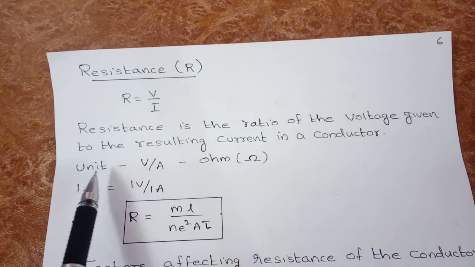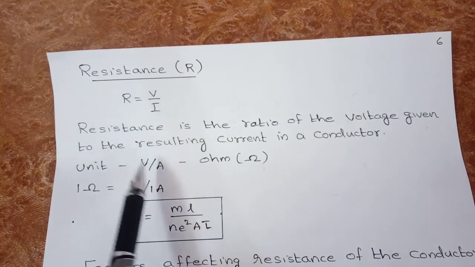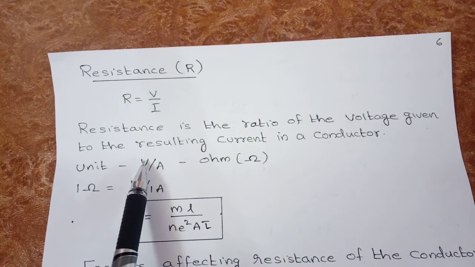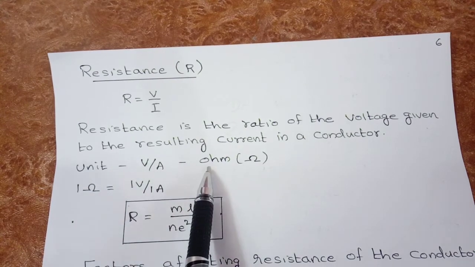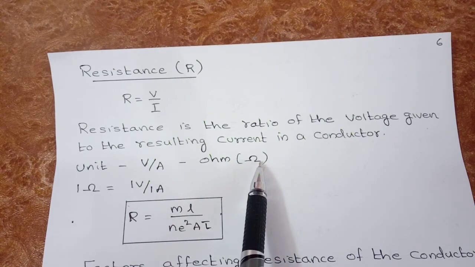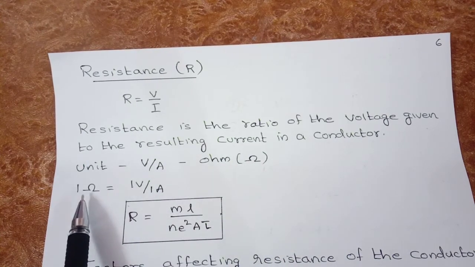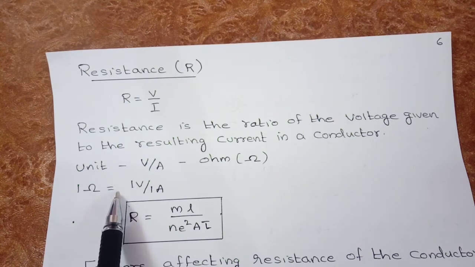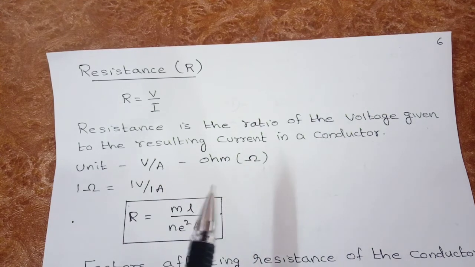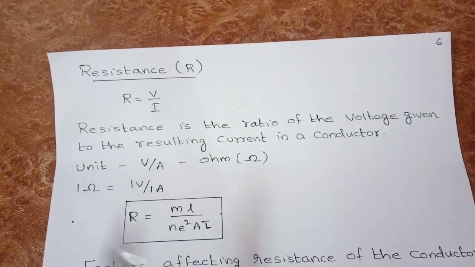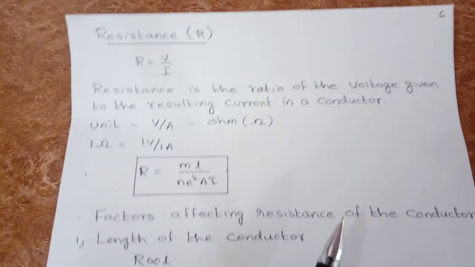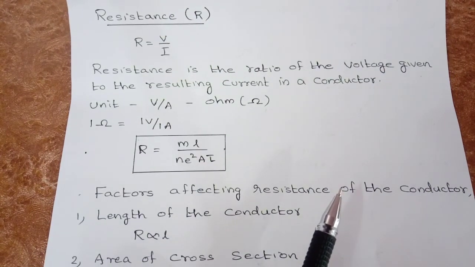From this equation, what will be the unit? V is measured in volt, I is measured in ampere. Therefore, the unit of resistance will be volt divided by ampere, and that is also termed ohm, denoted by this particular symbol. Now the next question arises, what is 1 ohm? 1 ohm is nothing but 1 volt divided by 1 ampere. If a 1 volt potential difference across the ends of a conductor produces 1 ampere current, then the resistance of that conductor is said to be 1 ohm.